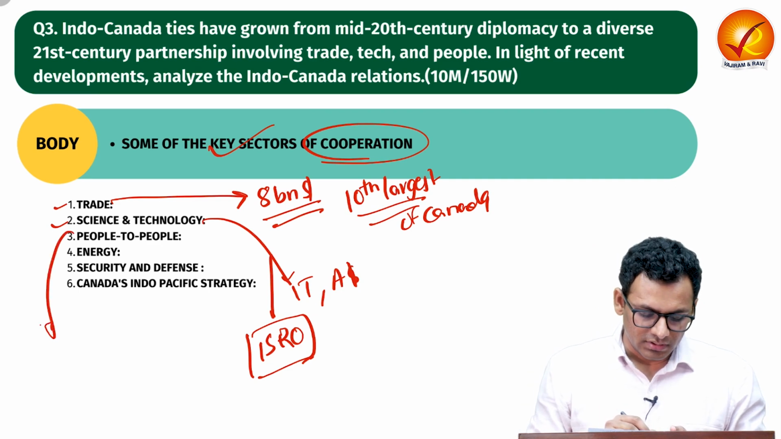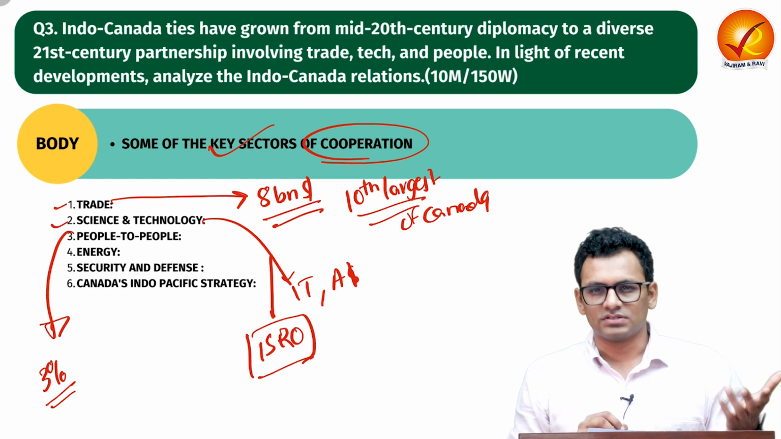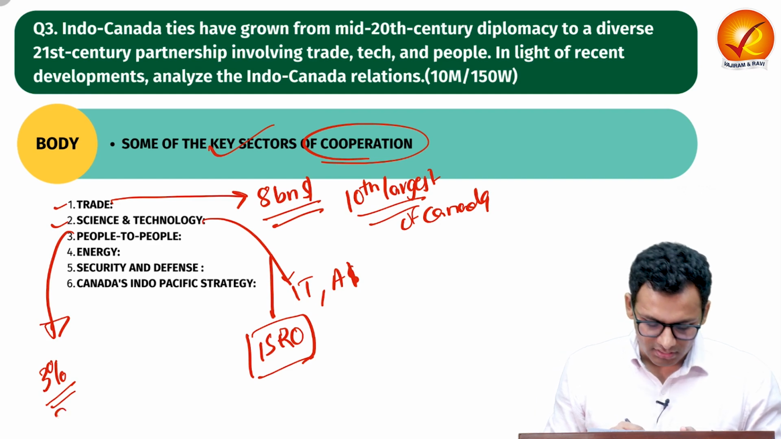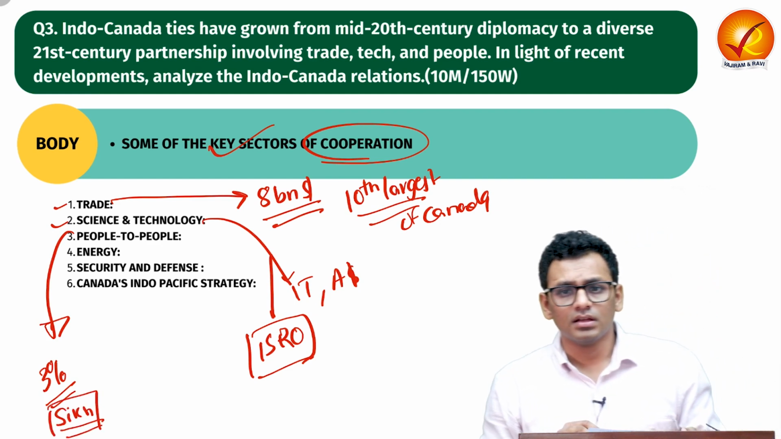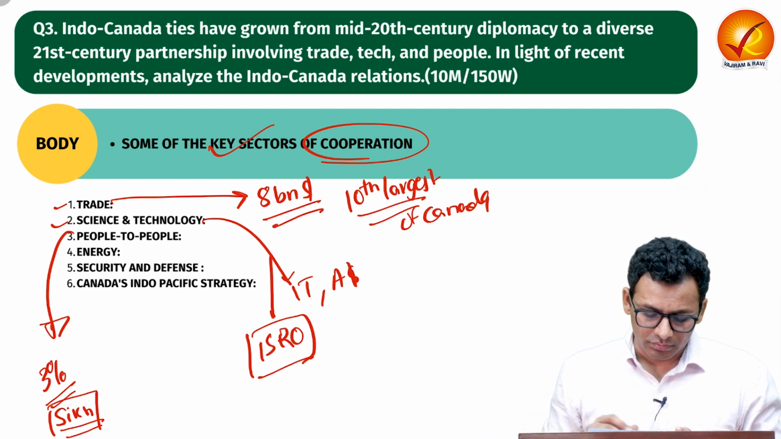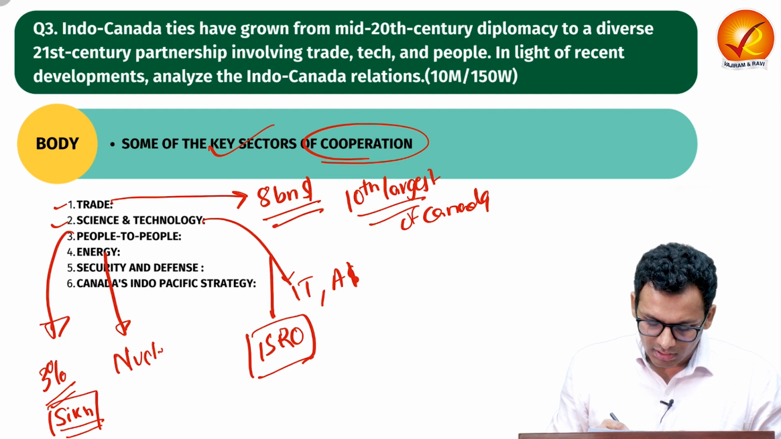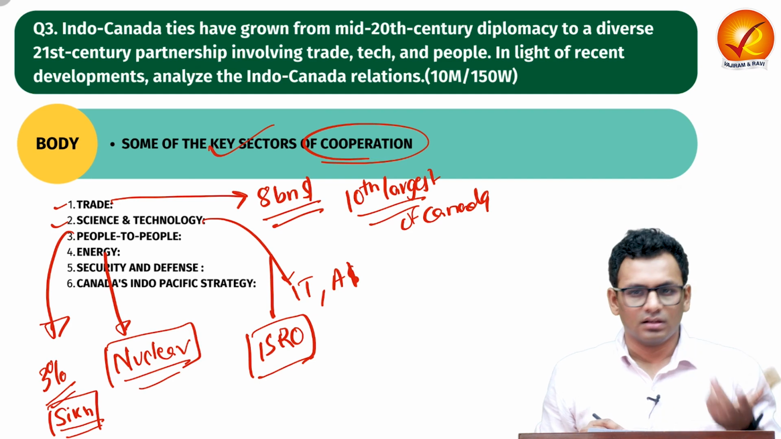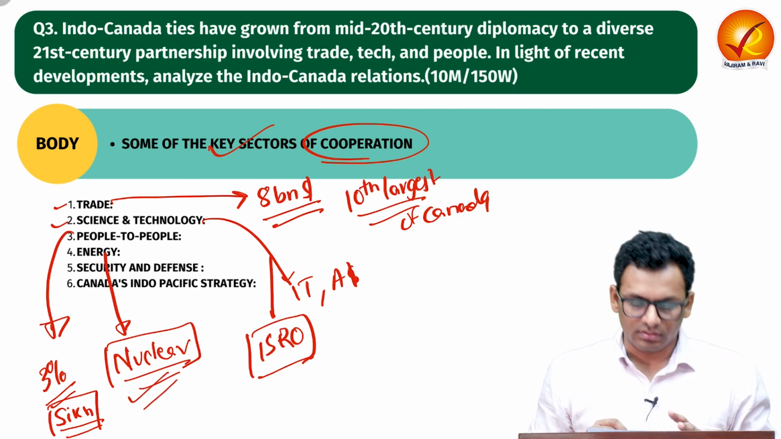In people to people, you can talk about that almost 3% of Canada's population is of Indian origin. Apart from that, Canada has the second highest Sikh population, right? So that is something you can talk about in the people to people. In energy, you can talk about how there are certain agreements with respect to nuclear energy, uranium resource and all. So you can talk about that.